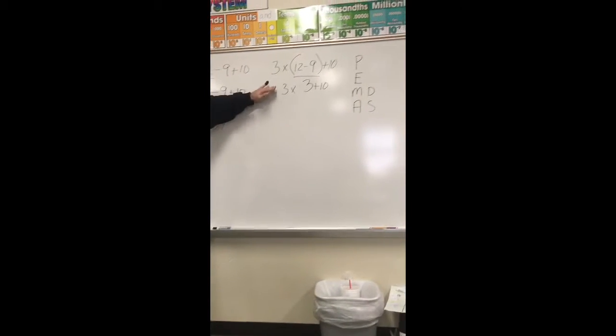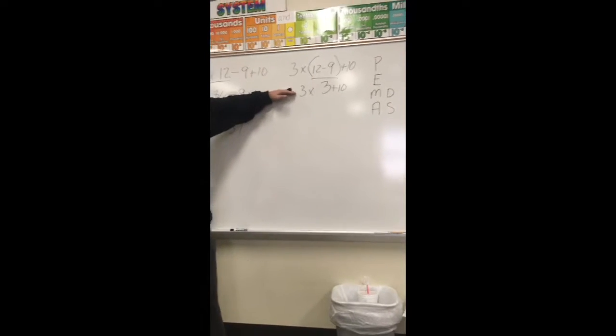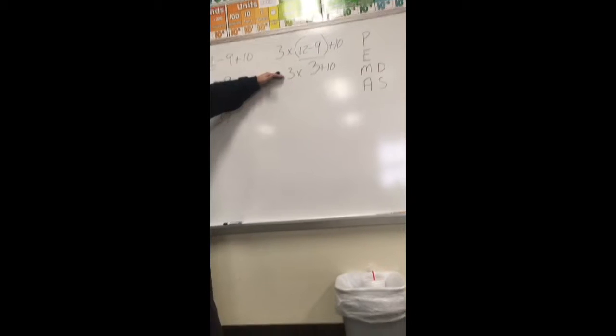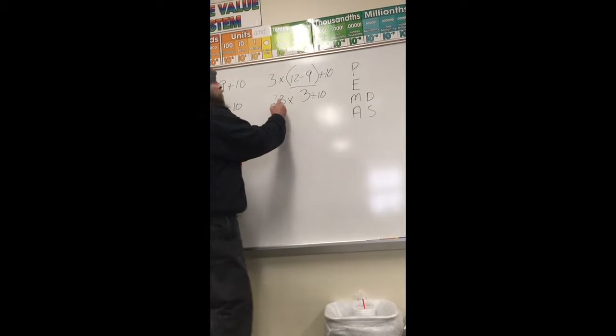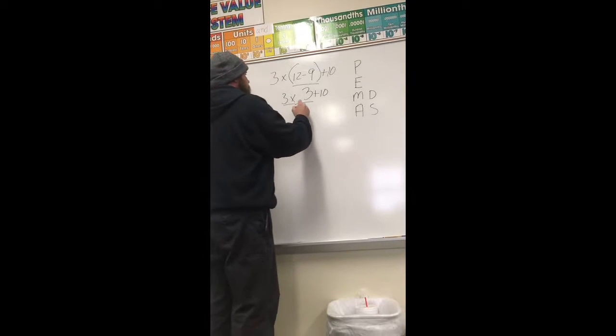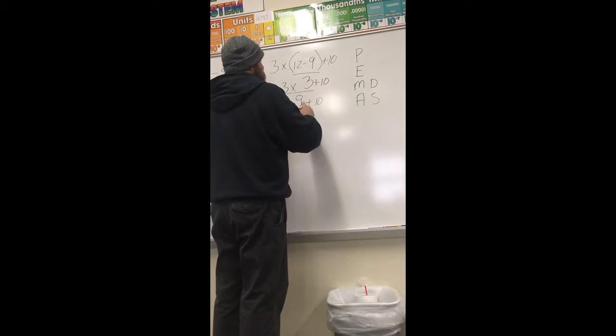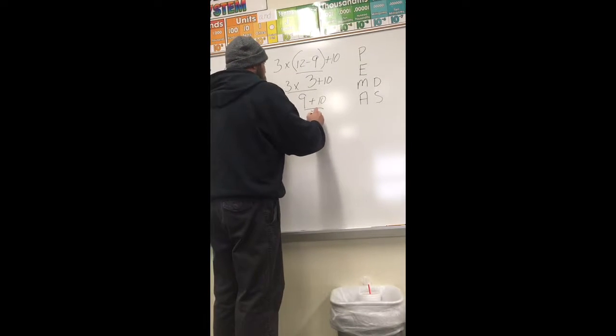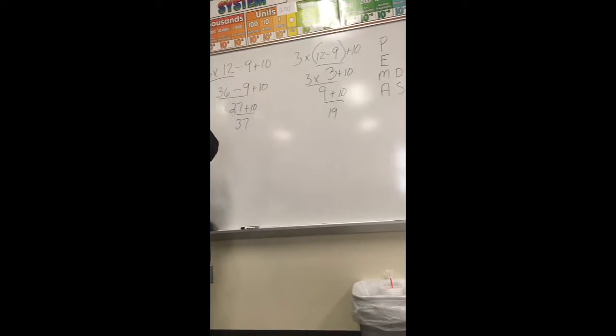Okay. Parentheses. Exponents. Multiply or divide. Yes. So we do our multiplication here. 3 times 3 is what, Colin? 9. Bring down what we haven't used. 9 plus 10 is 19. So Colin, is 19 my answer?